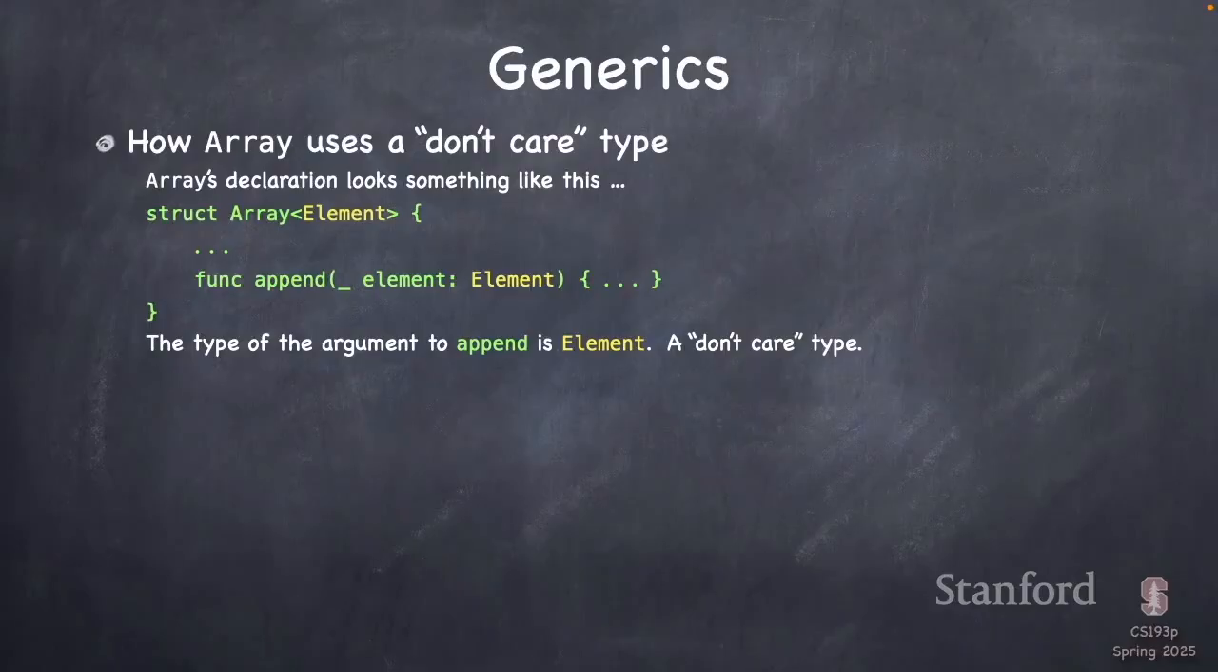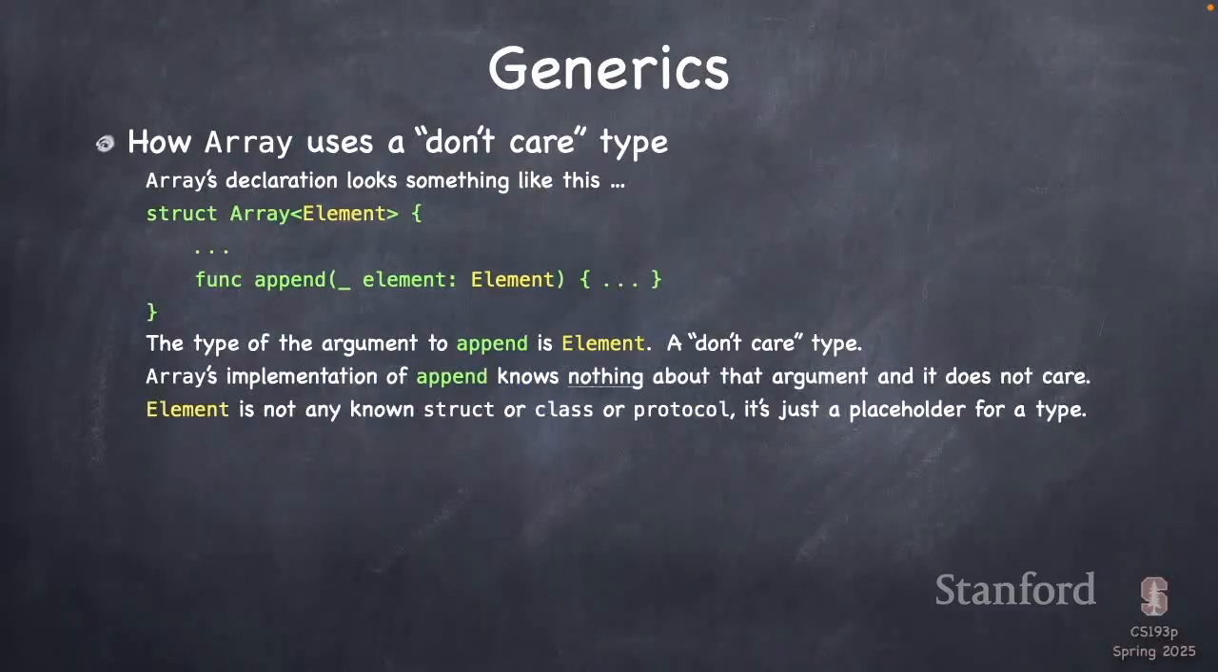Here are the types that I don't care about, but I'm going to use. Just puts them in angle brackets there. And then it can use that type, that placeholder type, if you want to call it that, to declare its functions, like append. Look, append, it's element of type element. So this is how generics work. It actually couldn't be a simpler way to do this.